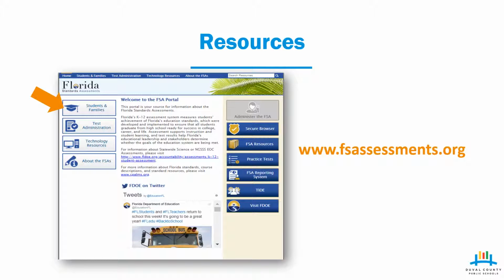Be sure to visit the FSA website to access the paper-based practice test for your grade level and other resources.